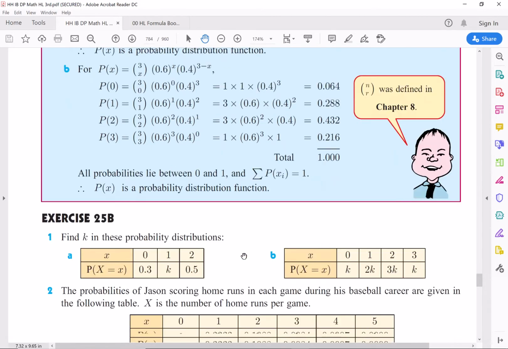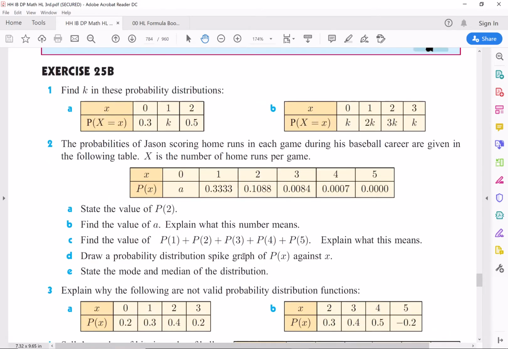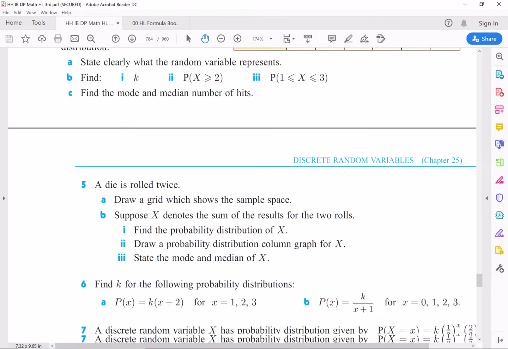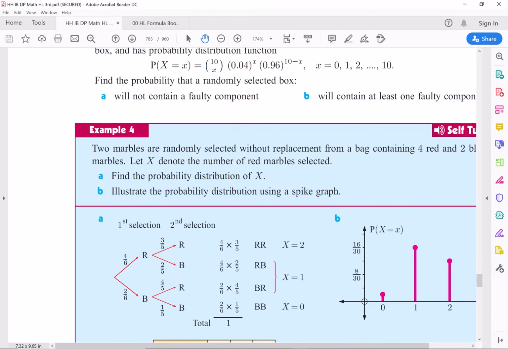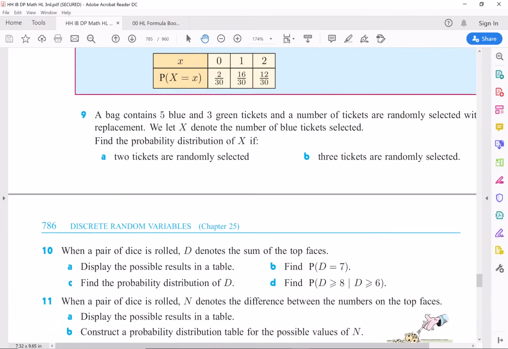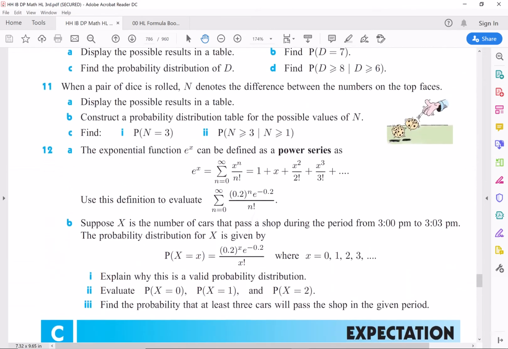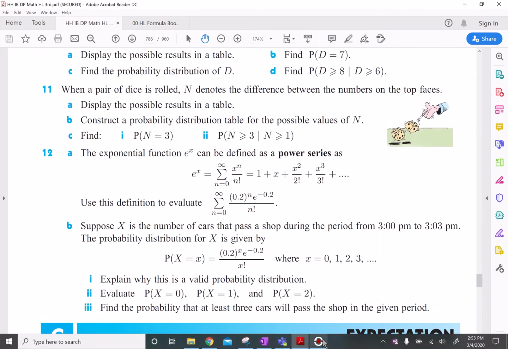Okay, so that's it for this. Again, you should try these problems here in the textbook. And there's one more example here that's pretty straightforward using marbles. You should look at that and then try these problems as well, all the way up to 12 after this video.